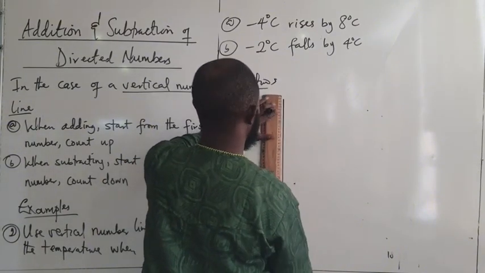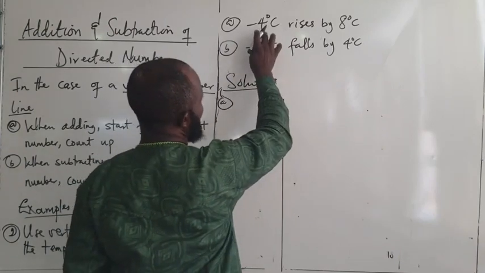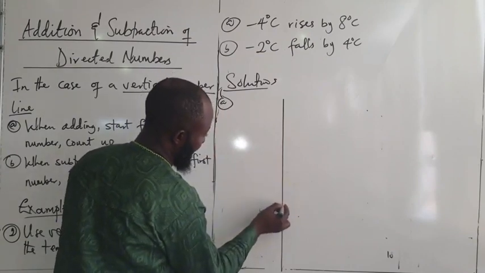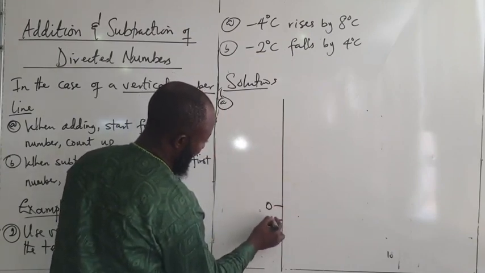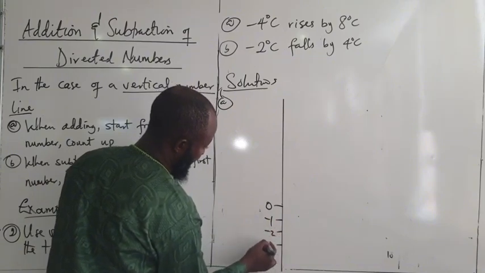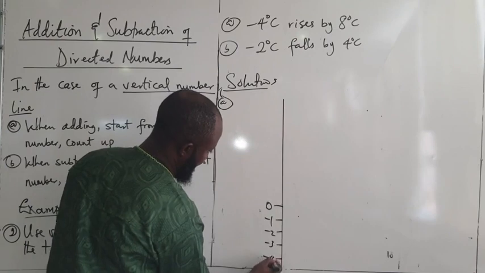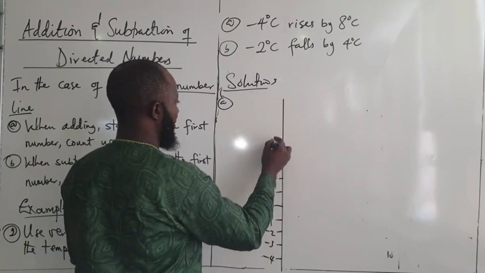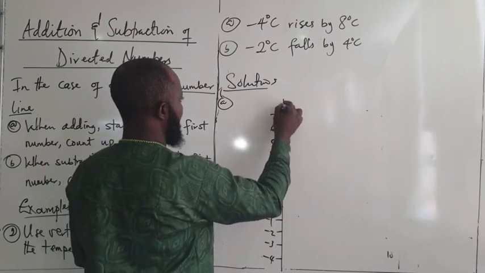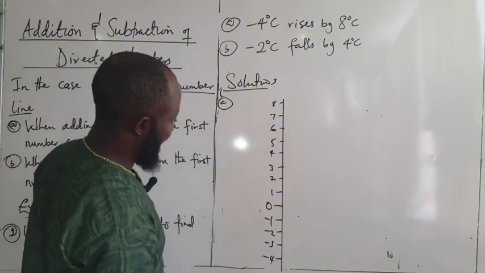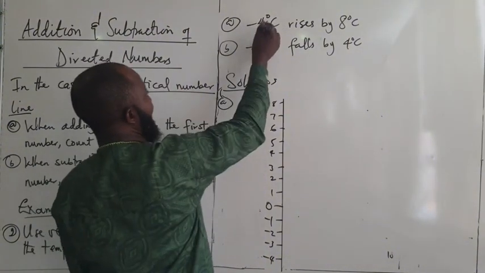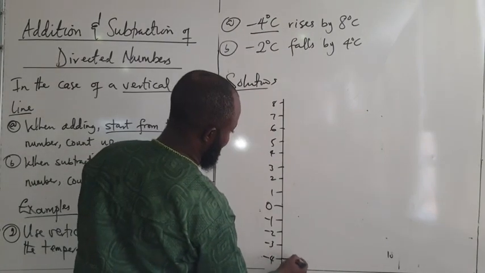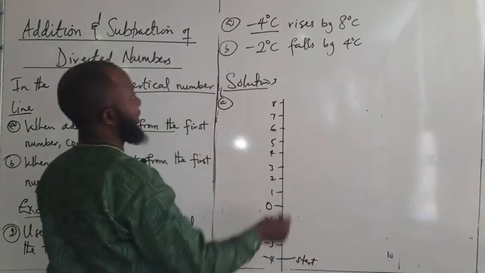We have this. That's for the first one. So from minus 4, it rises, right? So let's have a negative 0 from this place. We have minus 1, minus 2, minus 3, and then minus 4. We have 1, 2, 3, 4, 5, 6, 7, 8. Doesn't matter, you can stop anywhere. So start from the first number. The first number here is minus 4. We start here. Right?